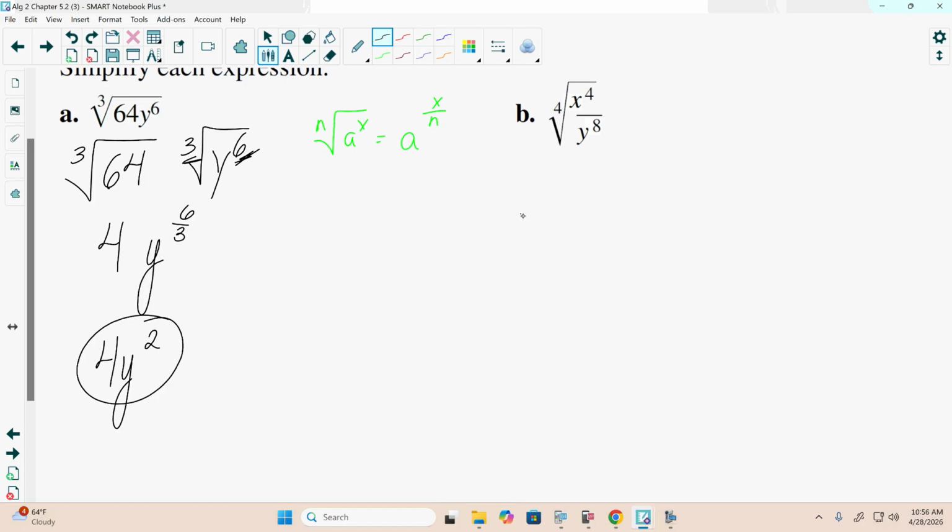B, one of the ways we can do this is with our quotient property of radicals. We can split it into the 4th root of the top over the 4th root of the bottom, telling us that we have the 4th root of x to the 4th over the 4th root of y to the 8th power.